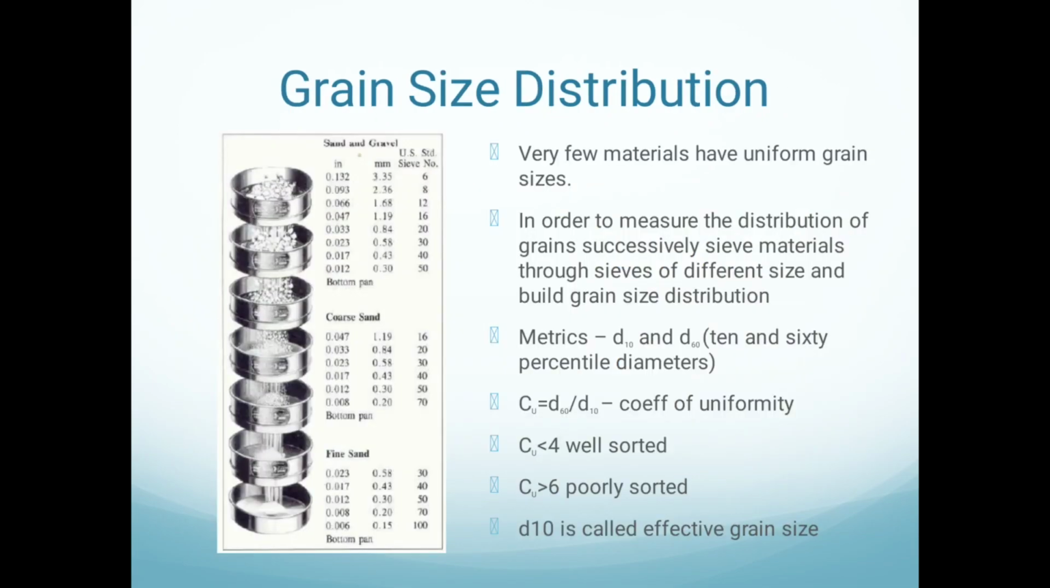This is the grain size distribution. Very few materials have a uniform grain size. In order to measure the distribution of grain, successively sieve material through sieves of different size and build the grain size distribution. Metrics D10 and D60. That is Cu = D60 / D10, the coefficient of uniformity. This is the formula for the coefficient of uniformity.